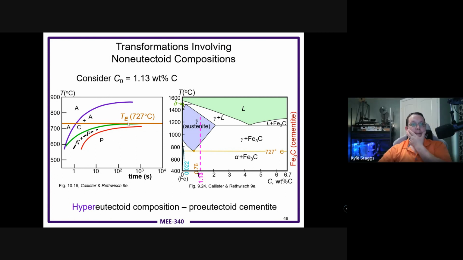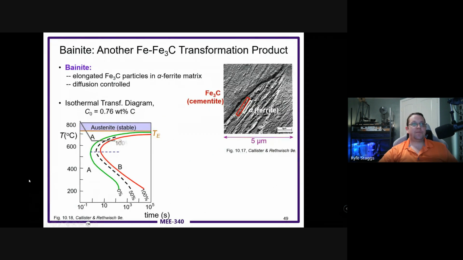So this hypereutectoid example is just a higher composition, and we have more formation of perlite. It depends on the amount of time that we spend at a given temperature. If we quickly cool something down to whatever this is, 520 or something, 515 C, you get this bainite formation. If you hold it for a longer time at a higher temperature, you'll get more perlite formation.